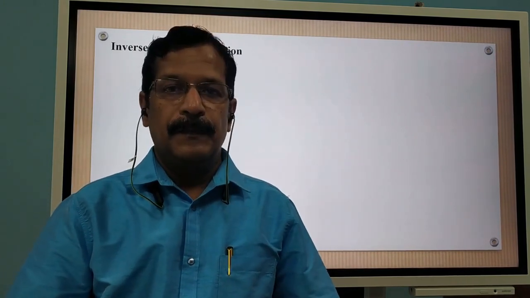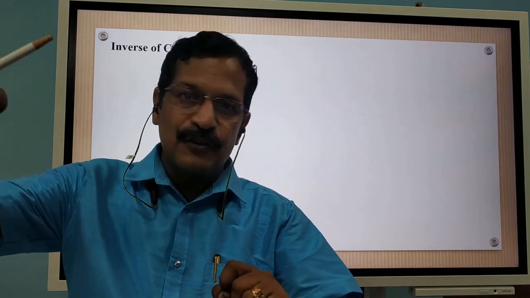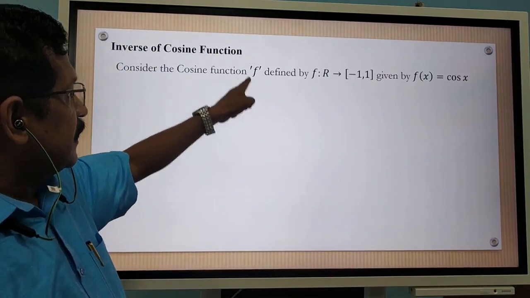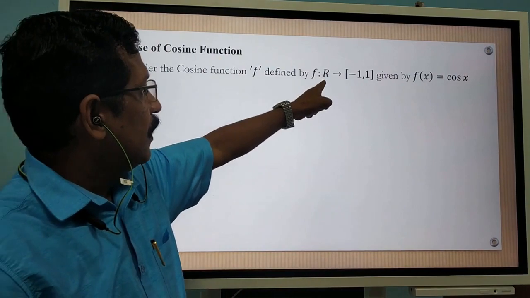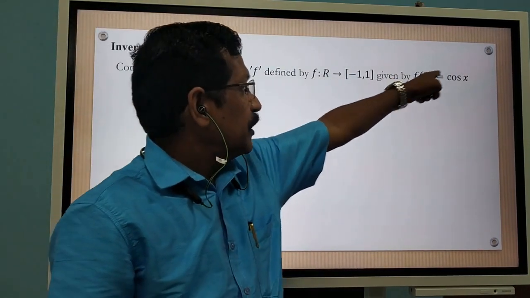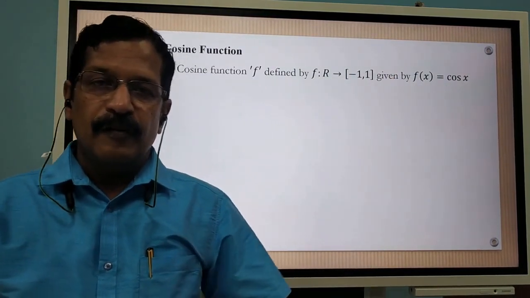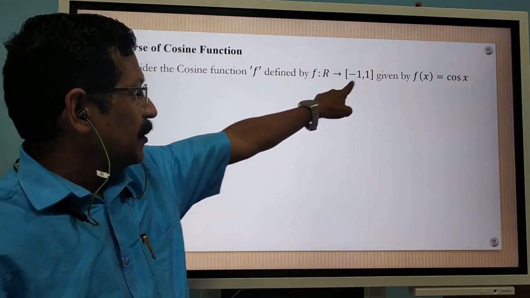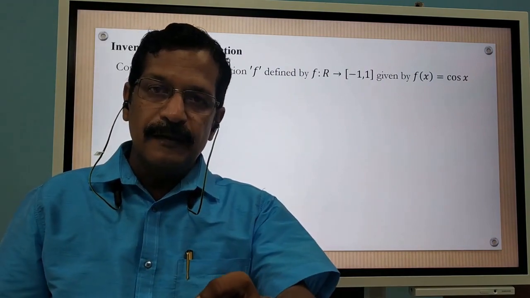Now let us define the inverse of the cosine function. In the same way, we know that for the cosine function the domain is R and the range is -1 to +1, because the cosine function also oscillates between -1 and +1. So consider the cosine function f from R to [-1, 1] given by f of x is equal to cos x. My question is whether the cosine function f of x equal to cos x with this domain and range is invertible. Let us see.